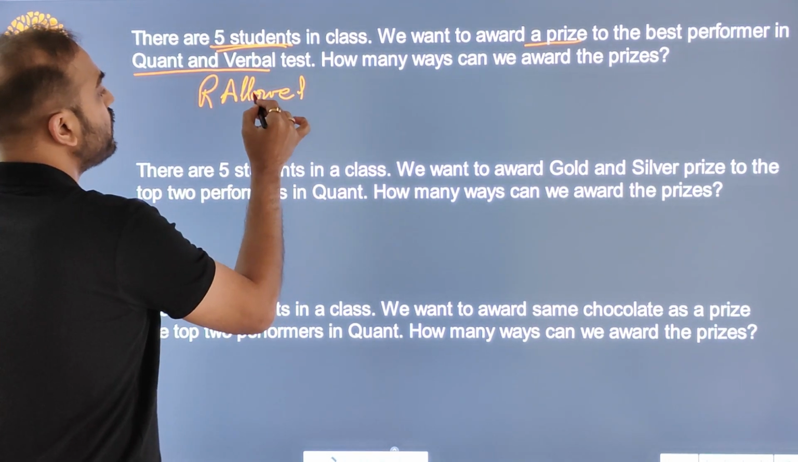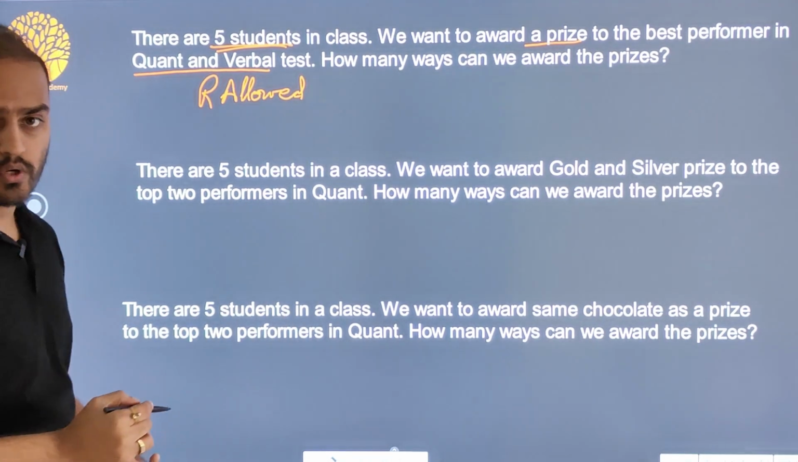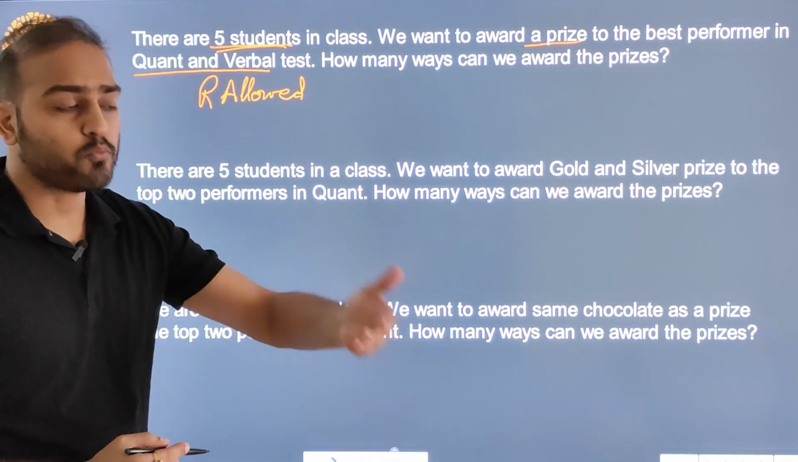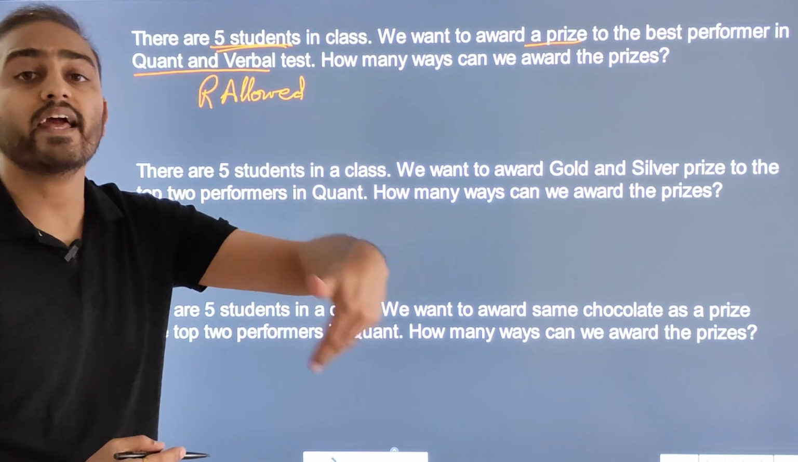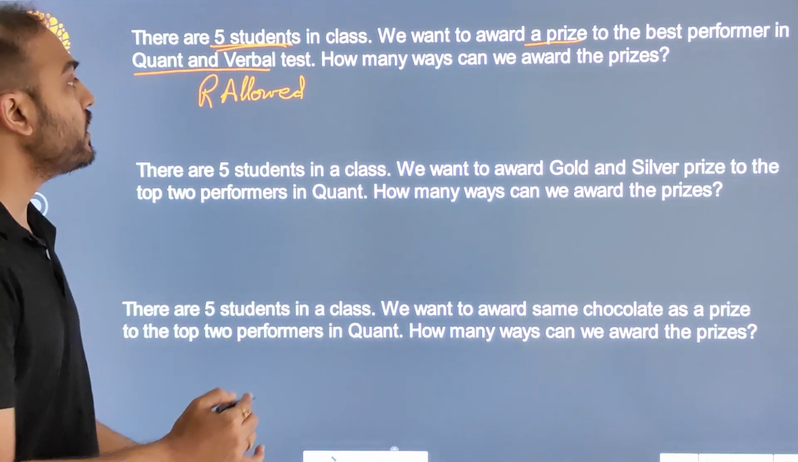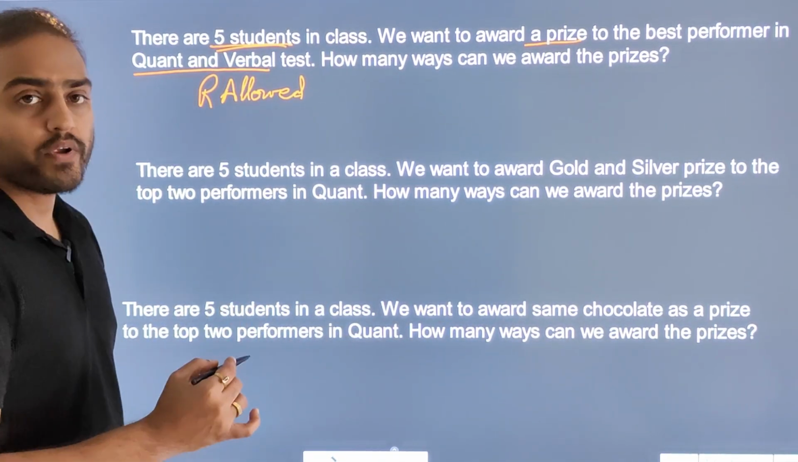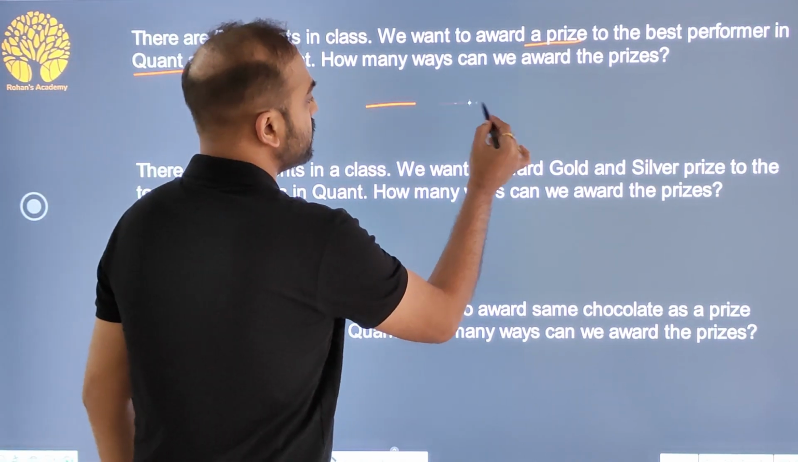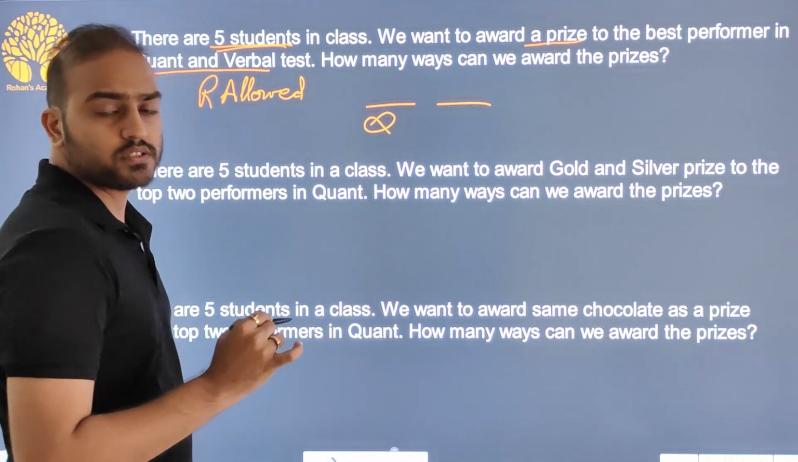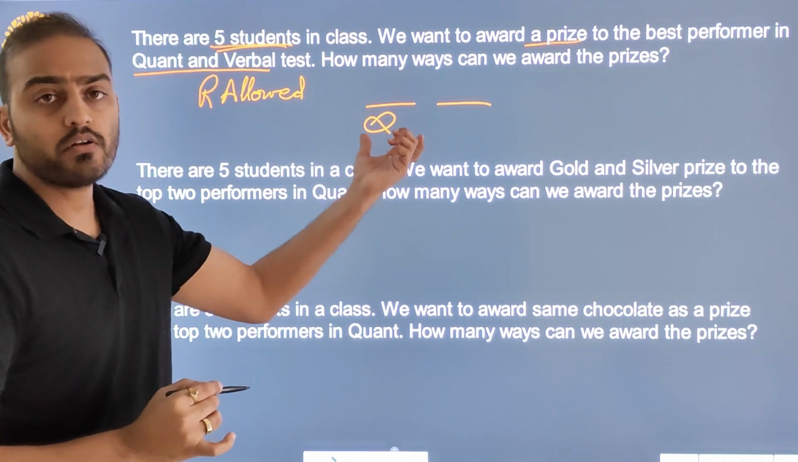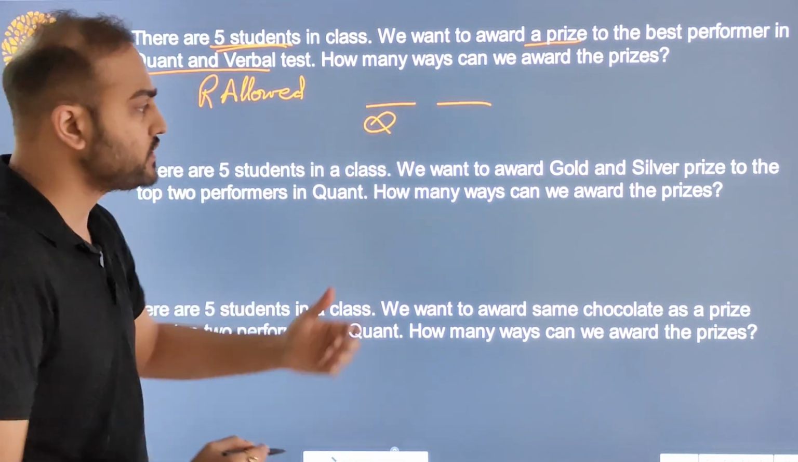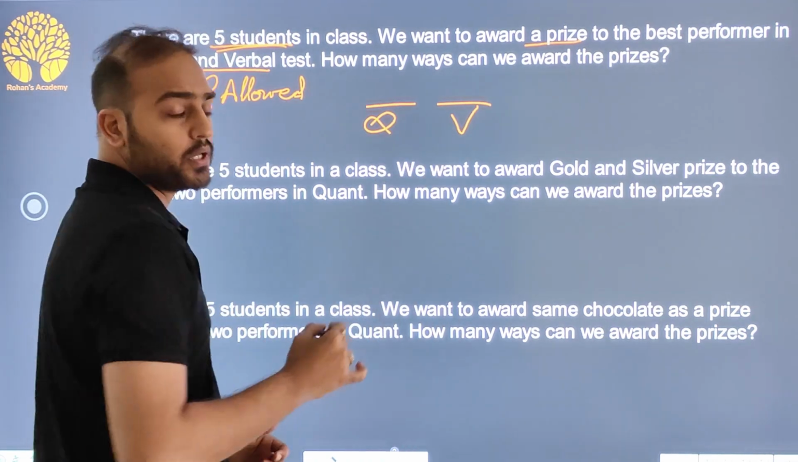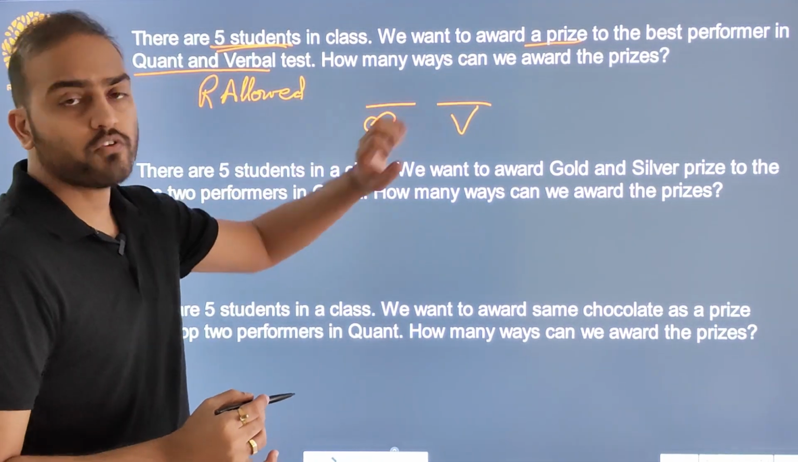Okay, this is what is called repetition allowed. When the same person can win both the prizes, or the same value can repeat again and again, this is what is called repetition allowed. So then what do we do? We simply make spaces. These are the options for people who can be awarded a prize for the quant test. These are the options for the verbal test.